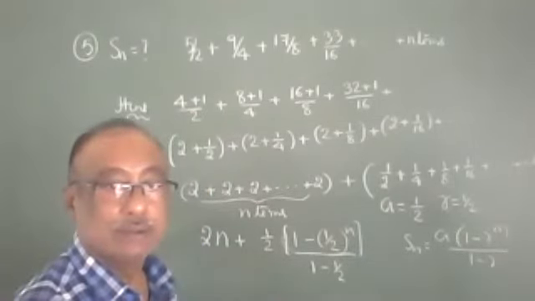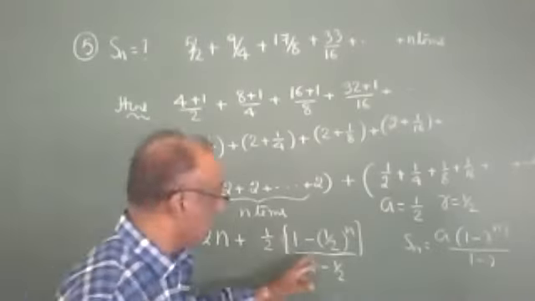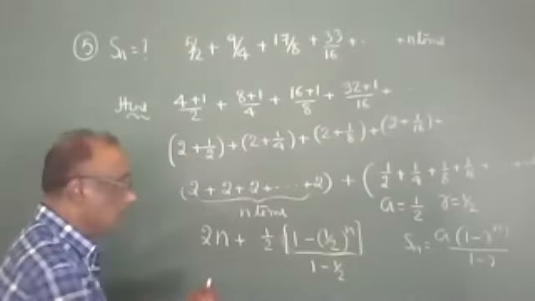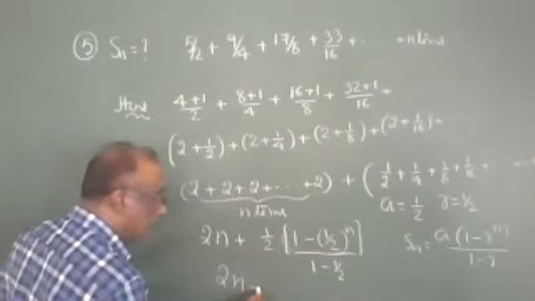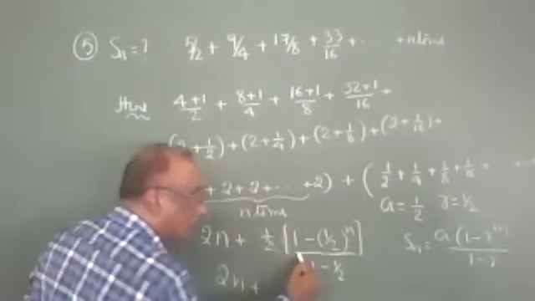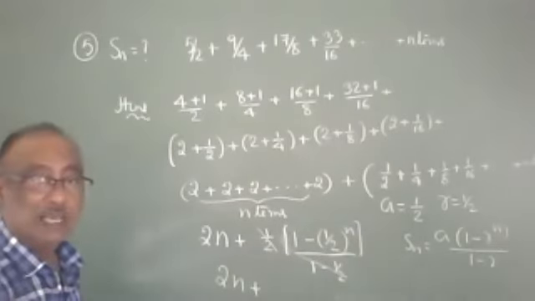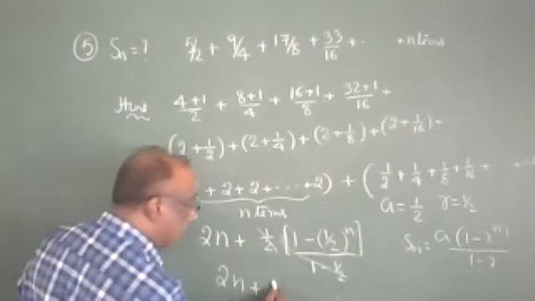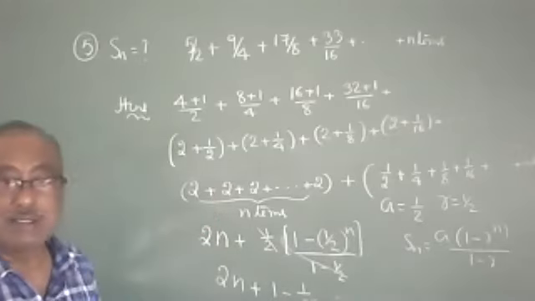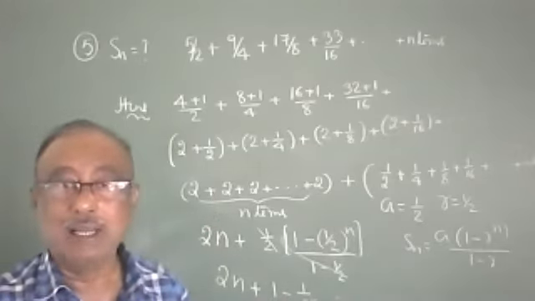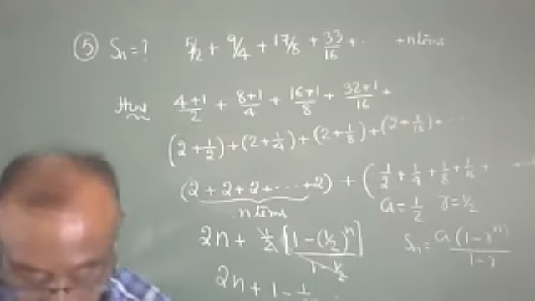So here, now write down the answer is 2n plus 1 by 2, 1 by 2 cancel, 1 by 2, 1 by 2 cancel. So what is the answer? 1 minus 1 by 2 power of n is the required answer. Okay? Right, next problem.